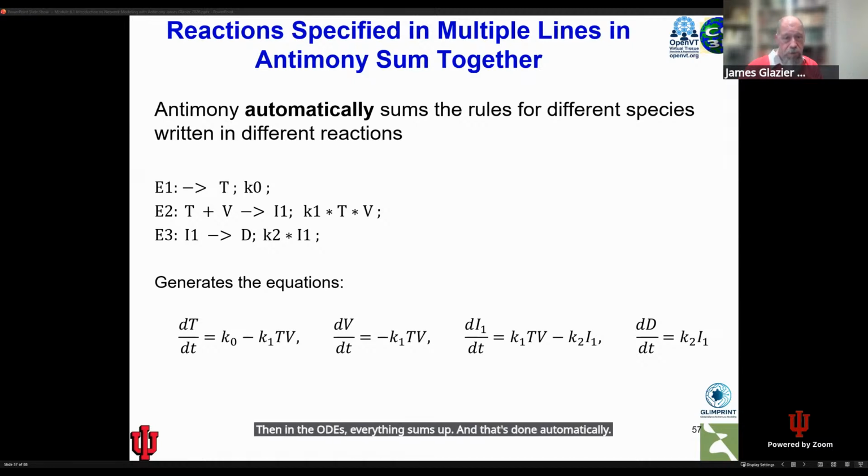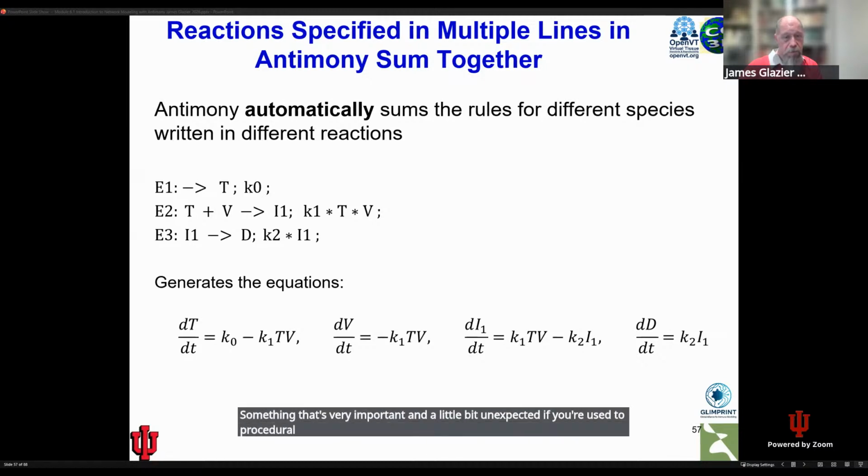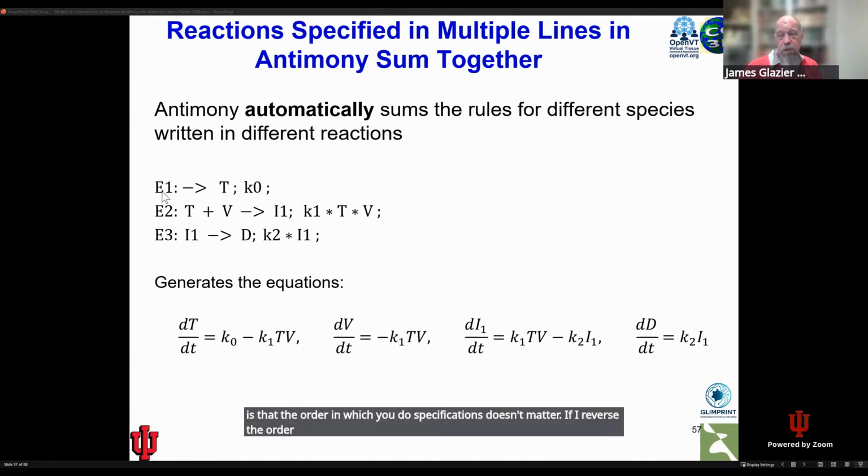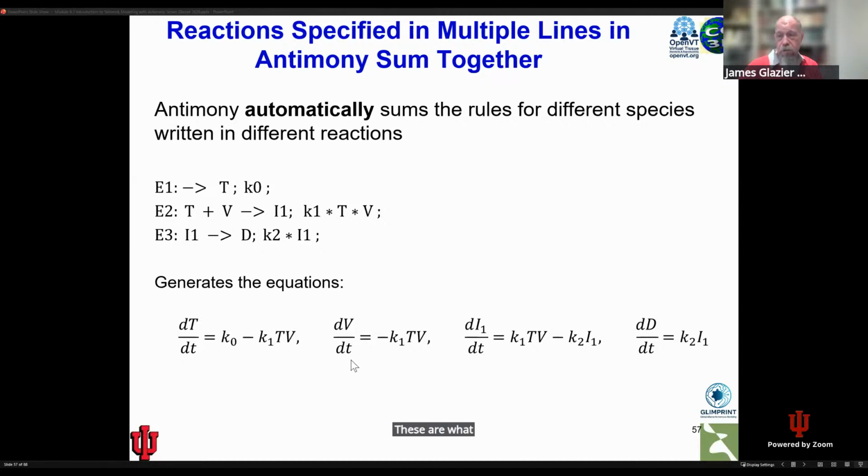Something that's very important and a little bit unexpected if you're used to procedural languages like Python or C++ is that the order in which you do specifications doesn't matter. If I reverse the order of E1 and E2, E3 and E1, it doesn't change anything. These are what are called declarative languages.